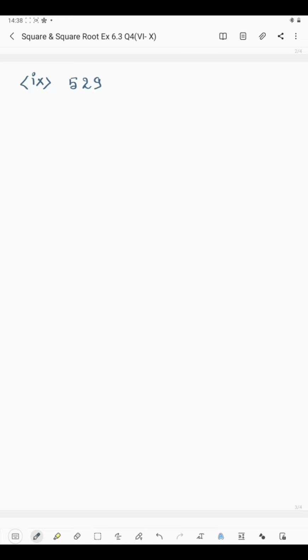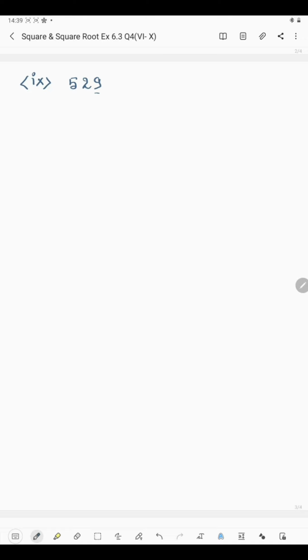Now in the next part we have 529. Since 9 is at the ones place, it cannot be divisible by 2. If you find the sum of the digits, 5 plus 2 is 7, 7 plus 9 is 16, which is also not divisible by 3. And if you check by 7, 7 sevens are 49, then it also will not be divisible by 7.